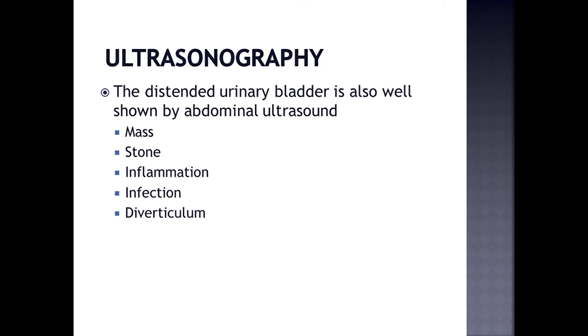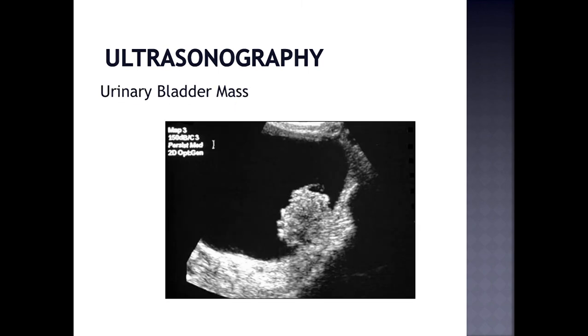The distended urinary bladder is also well shown by abdominal ultrasound, and hence we can evaluate for mass, stone, inflammation, infection, and diverticulum. And this is the urinary bladder seen by abdominal ultrasound, and here we can see a well-defined polypoid frond-like lesion arising from the bladder wall. So then we report it, and then the patient can be taken up for further evaluation.